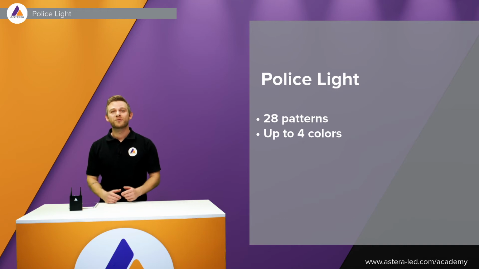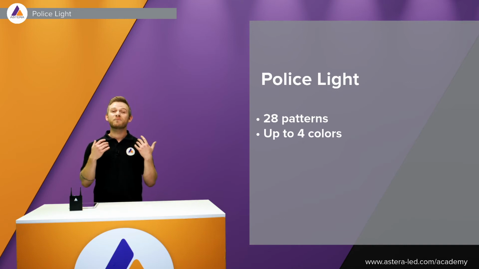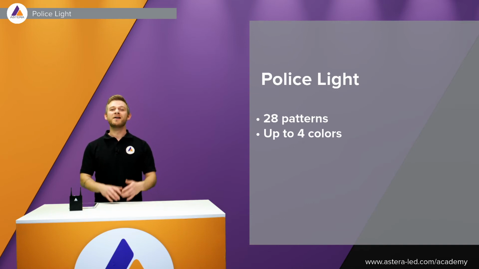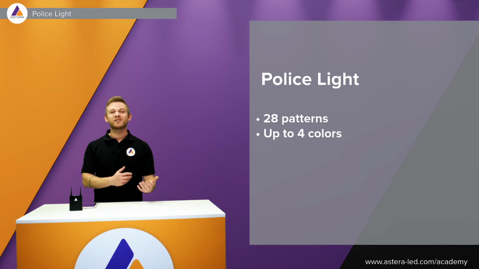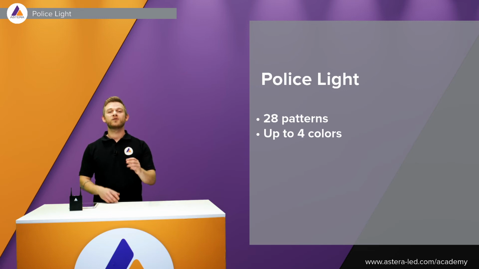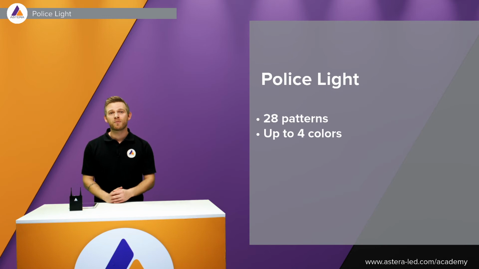So very important to remember here when creating police light effects is that you have up to 28 patterns from US, from Europe, from many places. You can simply just adjust it, the speed, you can phase it out, change the colors as you wish, and up to 4 colors, you can use 1 color, 2, 3, and up to a maximum of 4 colors.